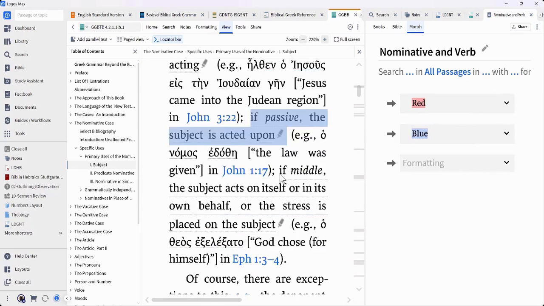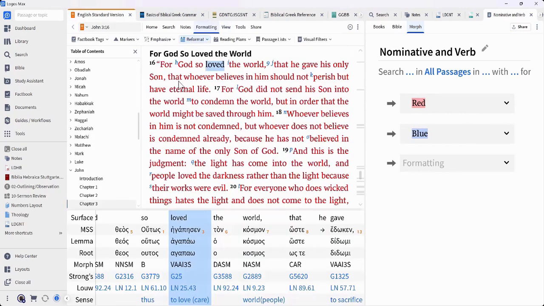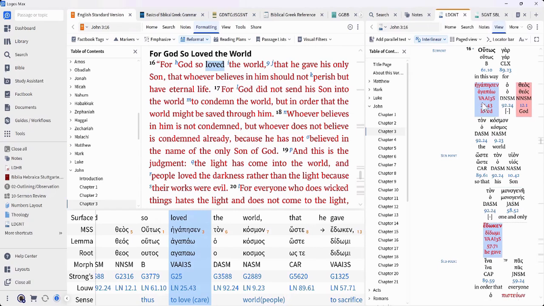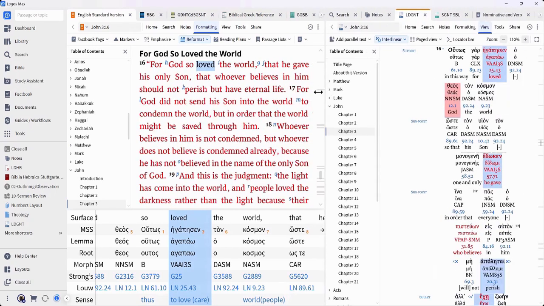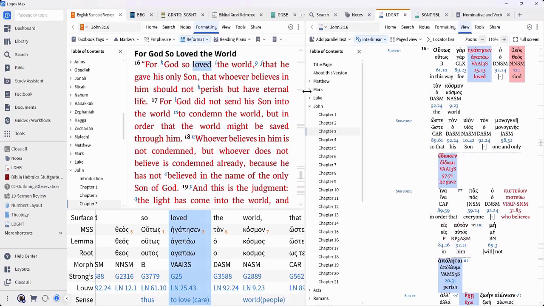The law was given. In the middle voice, the subject acts on itself or stress is placed on the subject. Let's look at some passages and just go. We're going to look at John 3:16. So we have John 3:16 pulled out here. We're going to shift this over a bit and really hopefully show you.